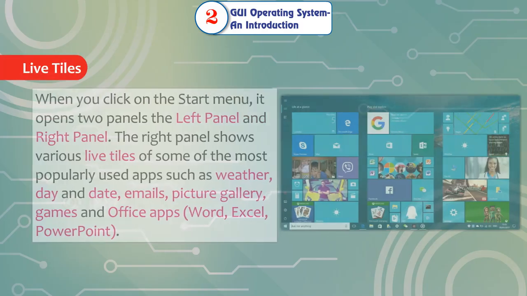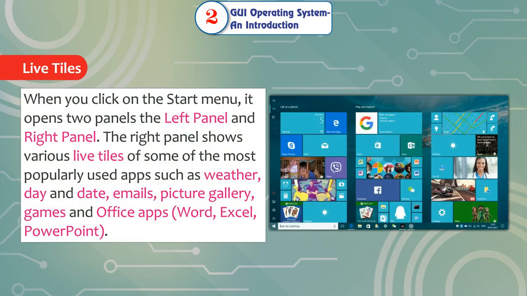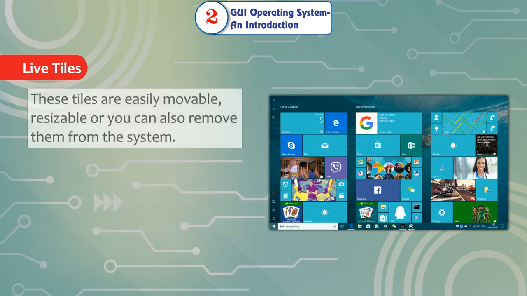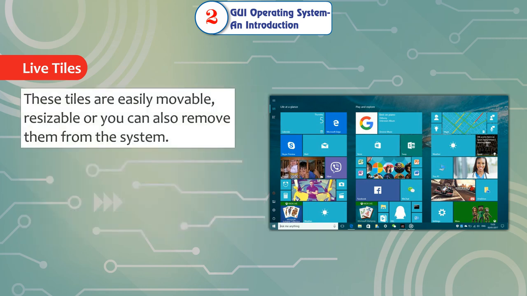Live tiles. When you click on the Start menu, it opens 2 panels, the left panel and right panel. The right panel shows various live tiles of some of the most popularly used apps such as weather, day and date, emails, picture gallery, games and office apps, Word, Excel, PowerPoint. These tiles are easily movable, resizable, or you can also remove them from the system.